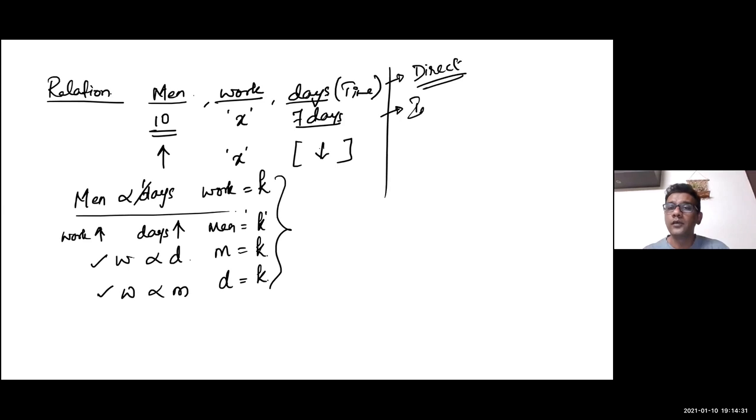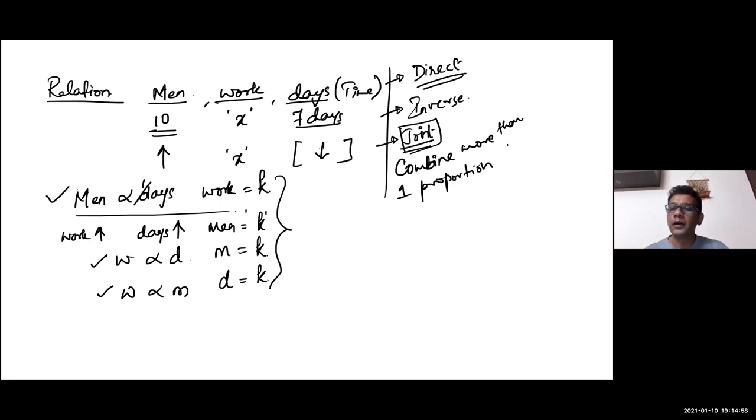One is inverse proportion, which you see here in the first category. Men are inversely proportional to days. And the third one is a joint proportion. Joint proportion is when you combine more than one proportion. When you combine more than one proportion, that becomes joint proportion.